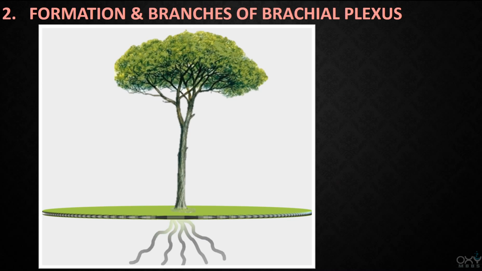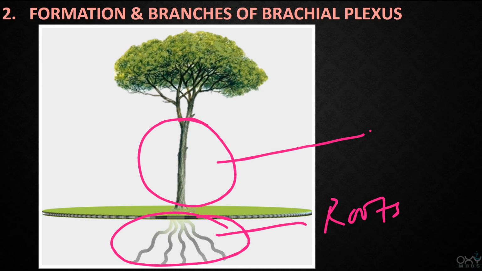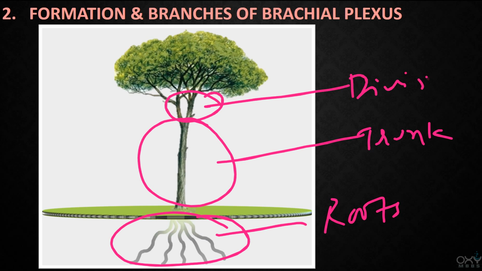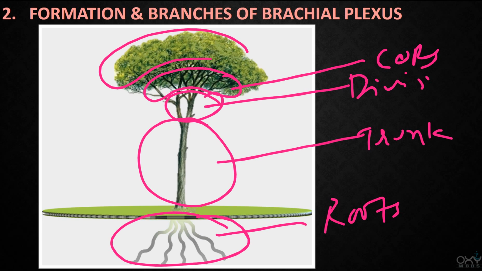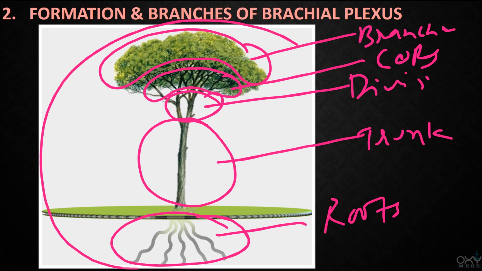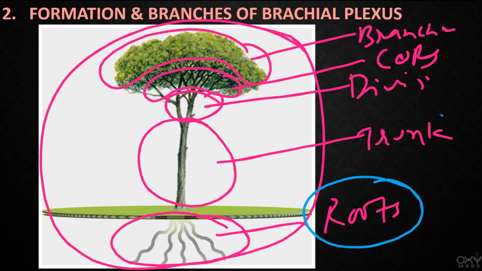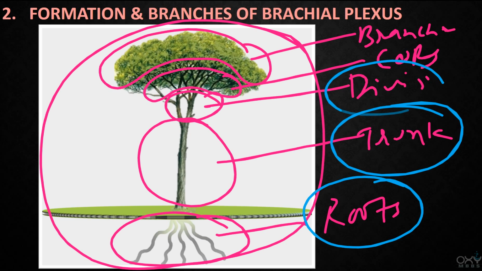Now friends, please rapidly tell me, what are these? These are the roots of the tree, this is the trunk or stem of the tree, and these are the divisions of the tree, and after divisions these are the cords of the tree, and these are the branches of the tree. So this is mainly our brachial plexus. In the brachial plexus, first there are roots, and roots join together to form trunk, and then trunk divides into the divisions, and after divisions they form cords, and after the cords they form branches.